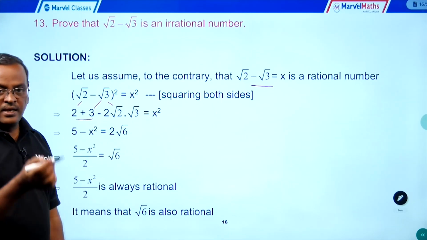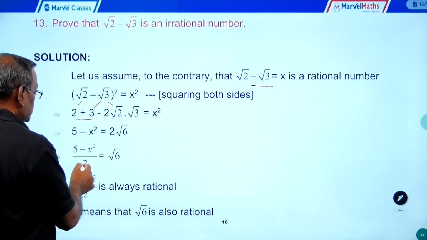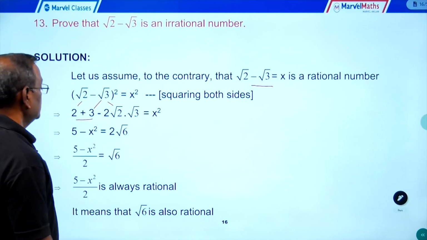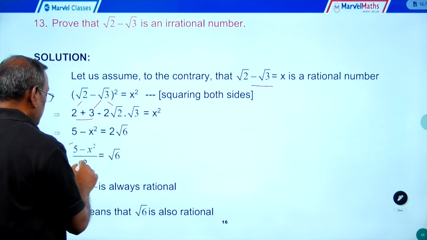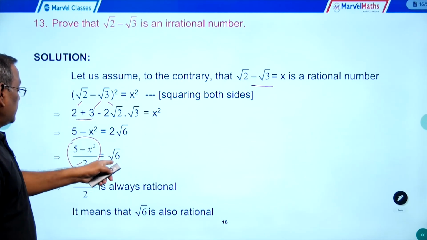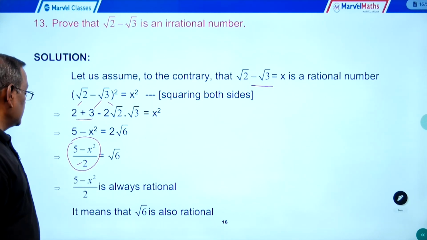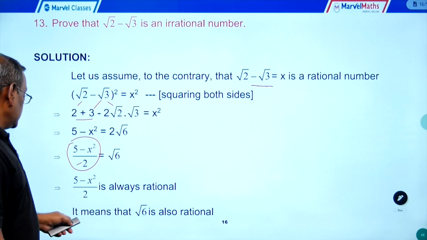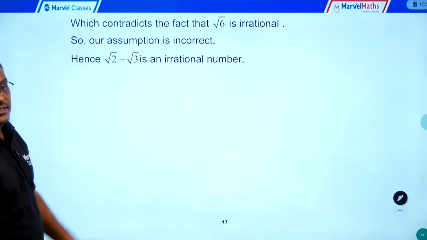Group all rational on the left side and irrational on the right side. 5 minus x square by 2 equals root 6. So this is rational, and x is also rational. On the whole, the left side is rational, but the right side is irrational, which is not possible, and hence this is an irrational number.